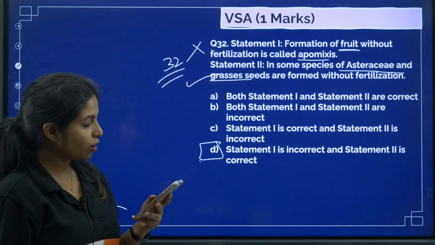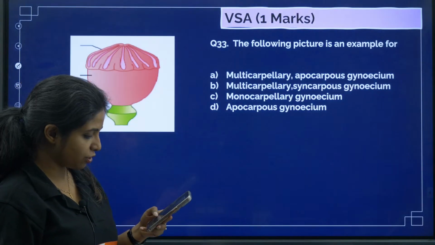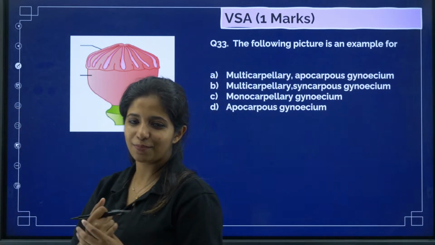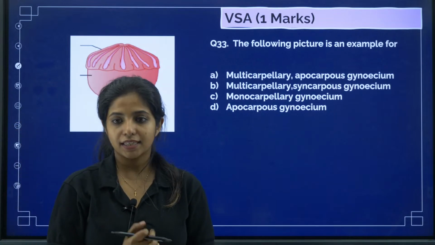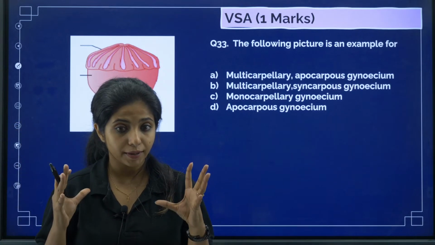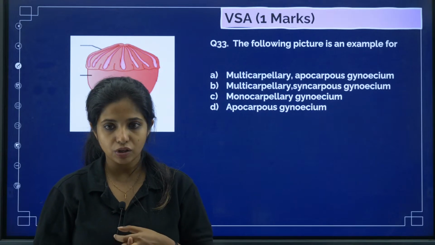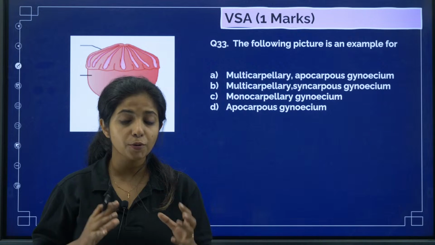Now, children, are you ready for the last question for the day? This is the last question, my champions. The following picture is an example of what? Multicarpellary apocarpous gynoecium, multicarpellary syncarpous gynoecium, monocarpellary gynoecium, or apocarpous gynoecium.